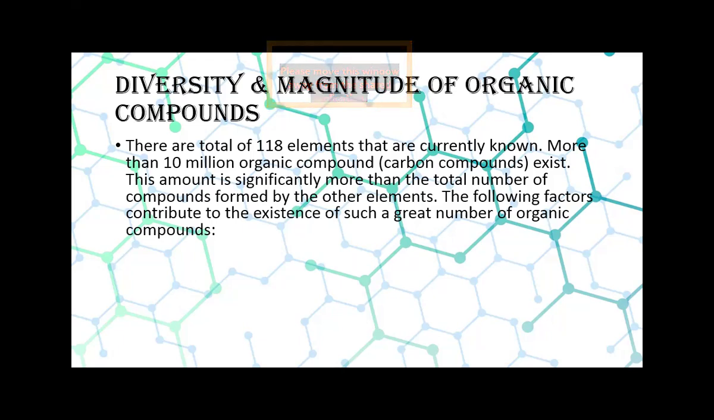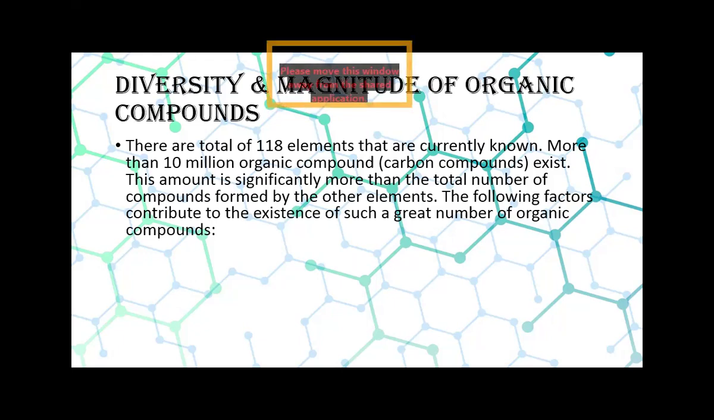So what are the basic reasons? What are the qualities of carbon that it makes or produces more than 10 million different compounds? Maybe there are some features, and obviously they have. So in this class, we are going to study the diversity: why carbon is so diverse in making organic compounds, why there are 10 million organic compounds, and what properties of carbon allow it to make a large number of organic compounds.